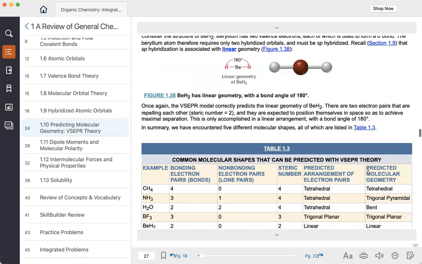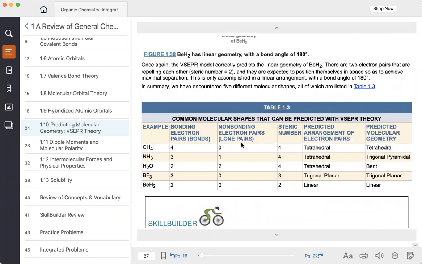All right, so you can look at table 1.3 if you need a refresher on the steric numbers and predicted arrangement of electron pairs versus molecular geometry, just like we learned in general chemistry. And this has been section 1.10.